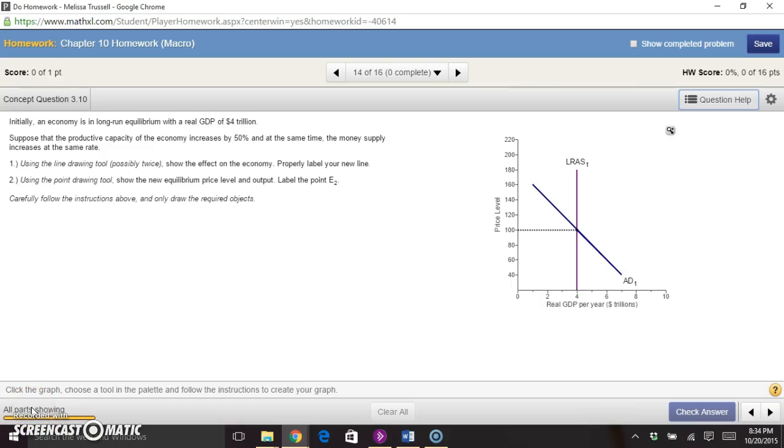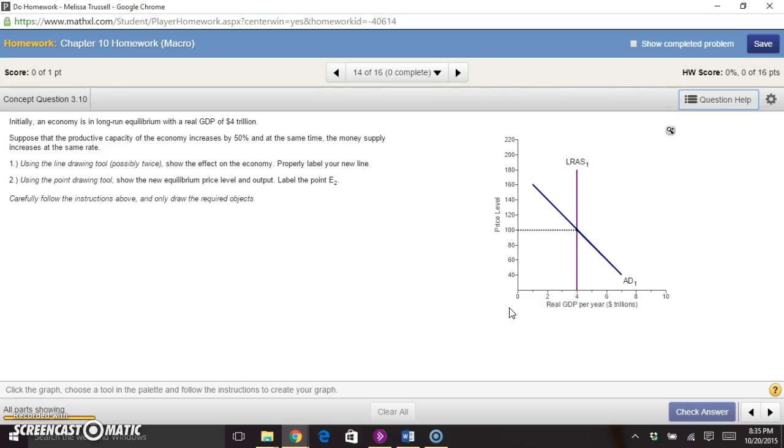Let's take a look at concept question 3.10 from chapter 10. And just for your reference, the textbook pages that deal with this situation are 231 and following. So it starts on 231 and then continues after that.